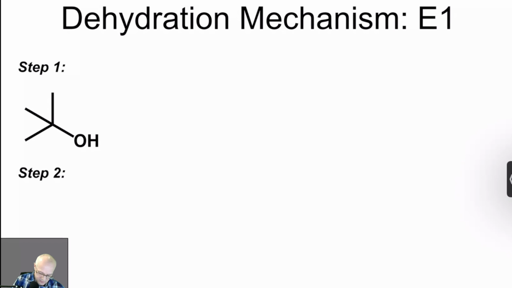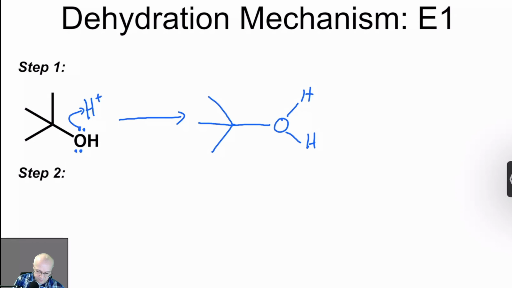So the first thing you're going to want to do is use your acid. I just draw H+. H+ will protonate the alcohol. And you get this thing here, which I think everyone will agree looks just like water. This looks just like water. This part, of course, doesn't. This part certainly does. Step 2.